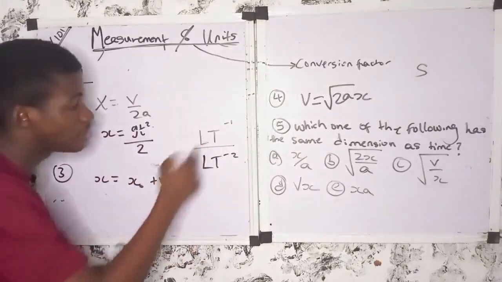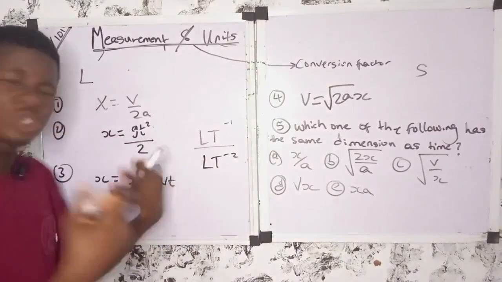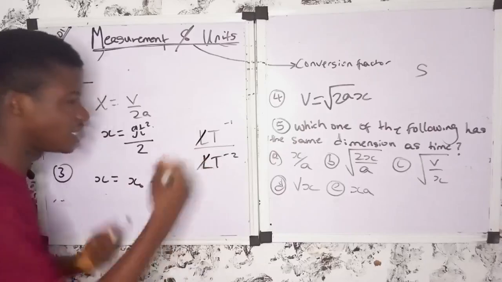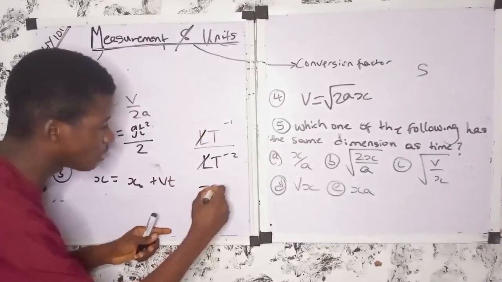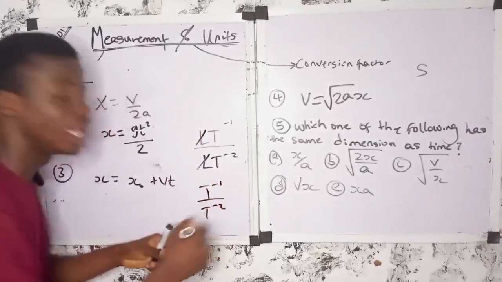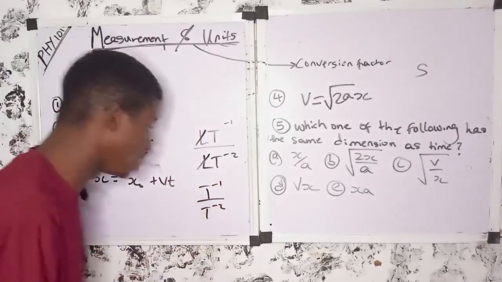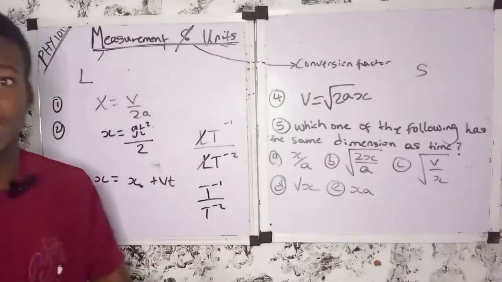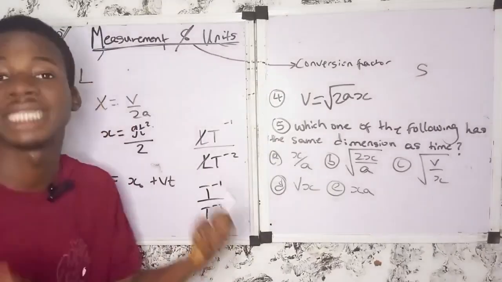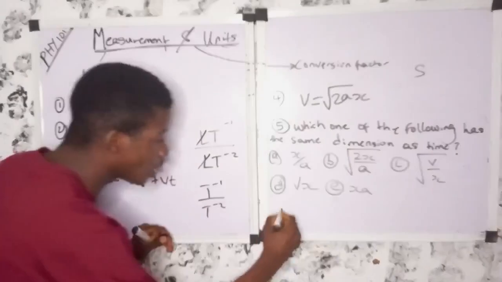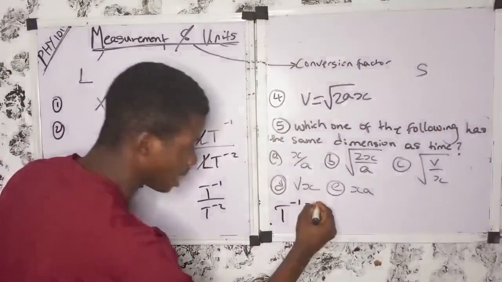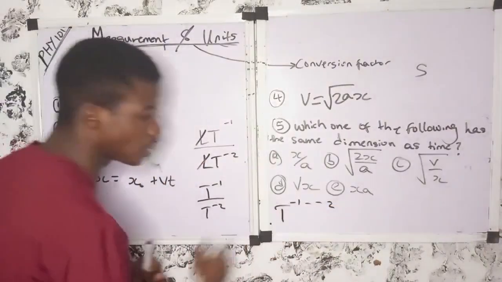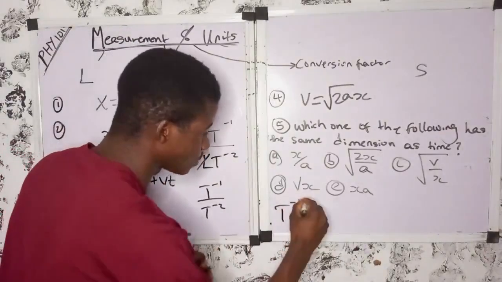When we have the same base, we can easily cancel this one. Then we're left with t raised to power minus 1 all over t raised to power minus 2. According to indices, when the same base are dividing each other, we subtract their powers. So we take one of the base, then subtract the powers: minus 1, then minus minus 2, which gives plus 2.